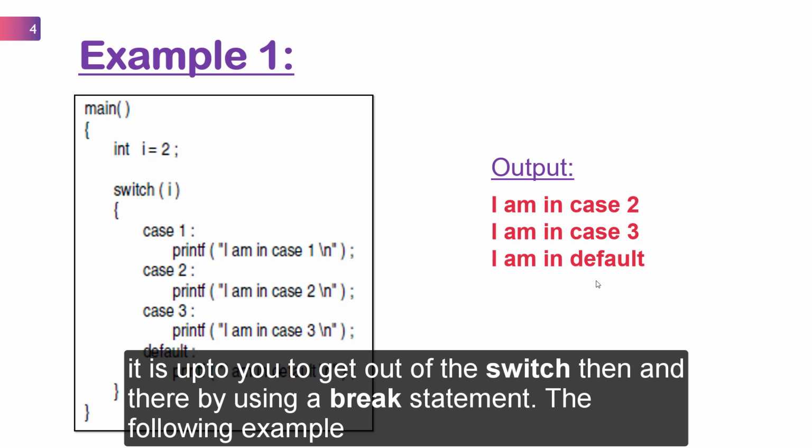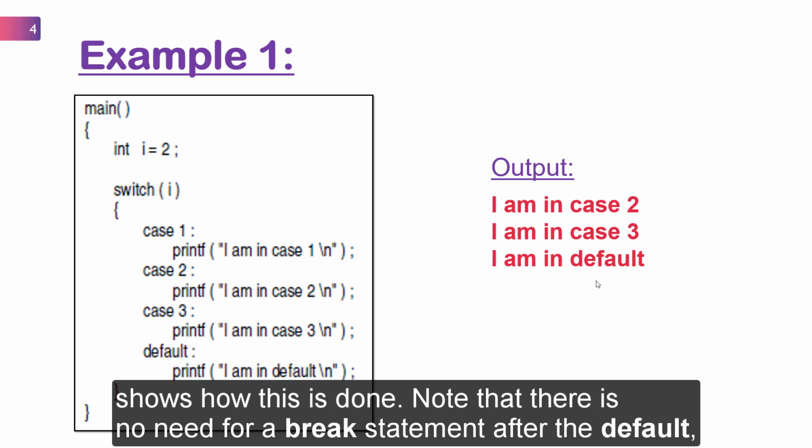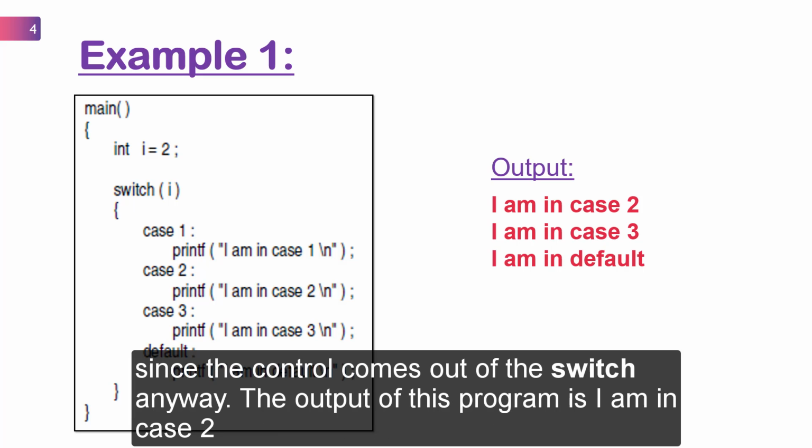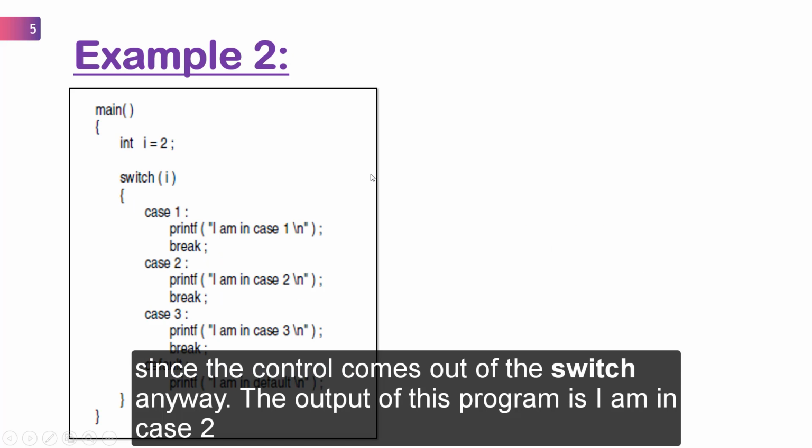The following example shows how this is done. Note that there is no need of a break statement after the default since the control comes out of the switch anyway. The output of this particular program is I am in case 2.